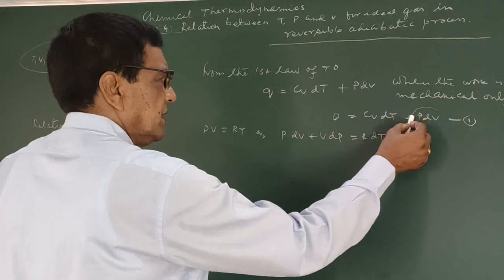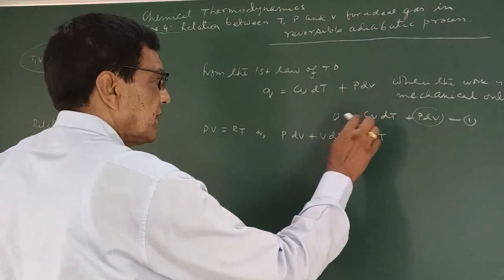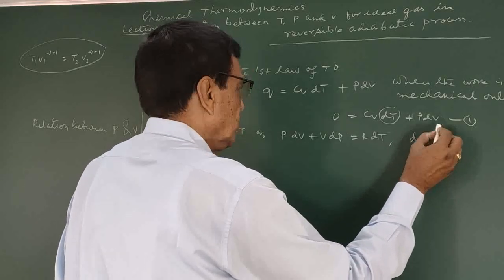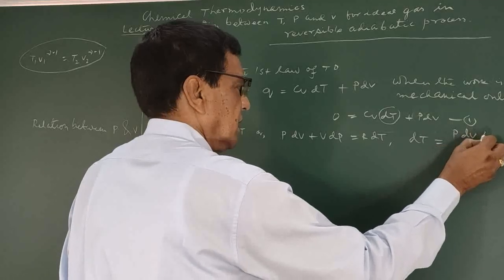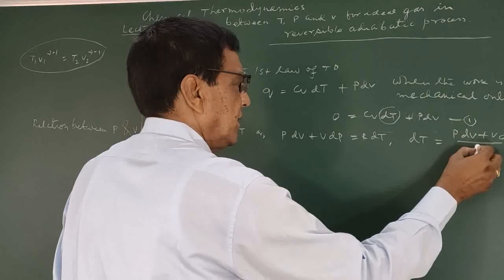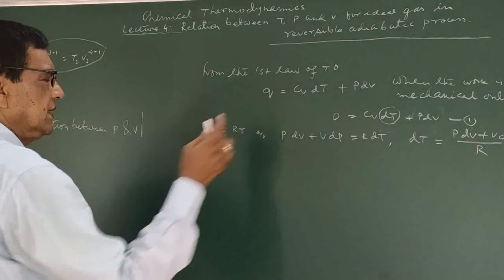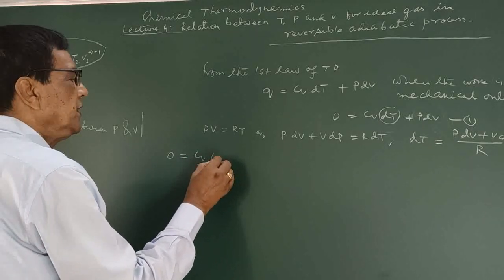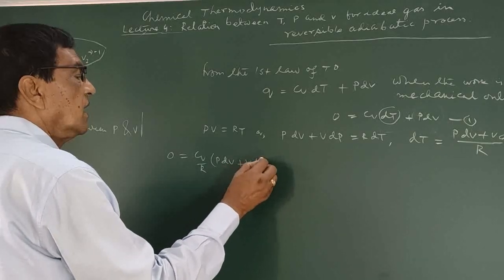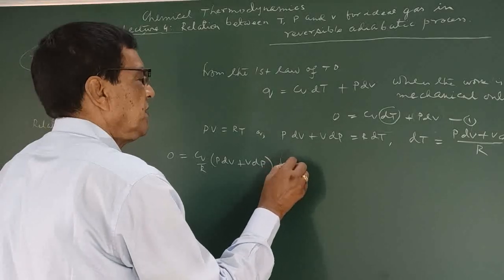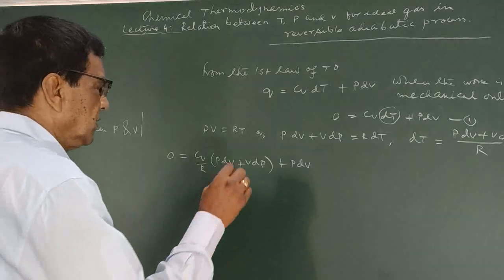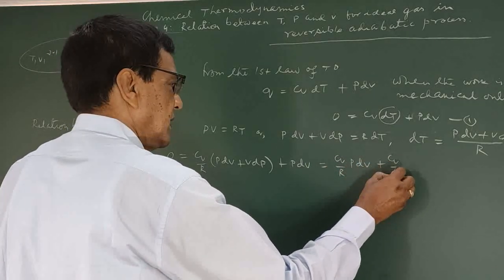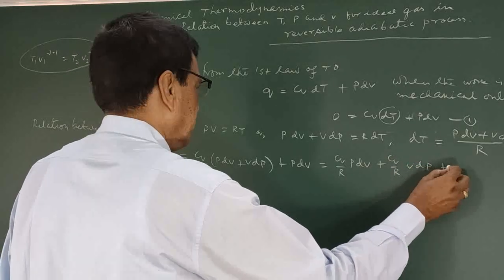So instead of dT to be eliminated, here instead of dT we can write (PdV plus VdP) divided by R. So putting here, 0 equal to CV by R into (PdV plus VdP) plus PdV, or equal to CV by R PdV plus CV by R VdP plus PdV.